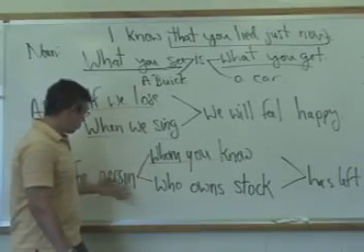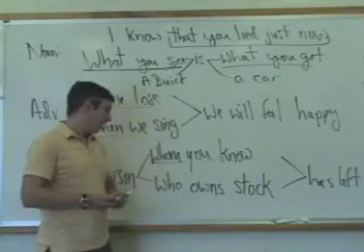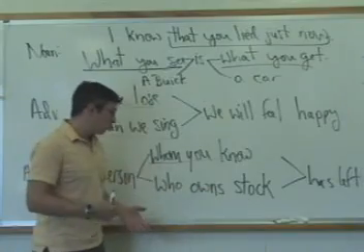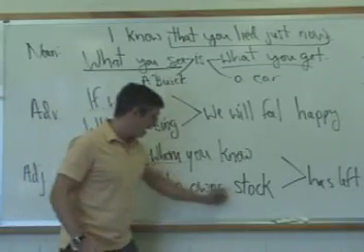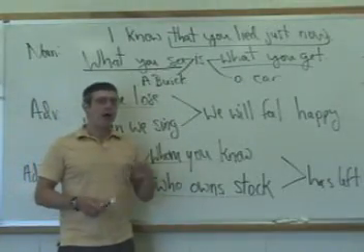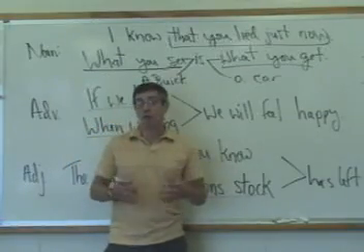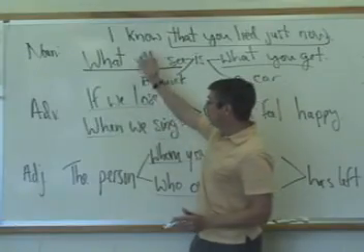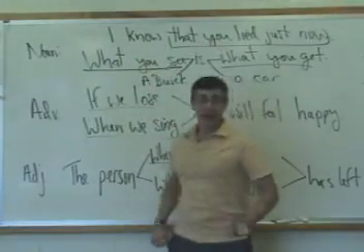And the person who owns stock has left. Again, it's just exactly the same. Which person? The person who owns stock. That's which person, and that means it's functioning as an adjective, again, modifying person. Now, there are lots of words that can start off subordinate clauses, and we've just gotten a little taste of them. What, if, when, whom, who, that.